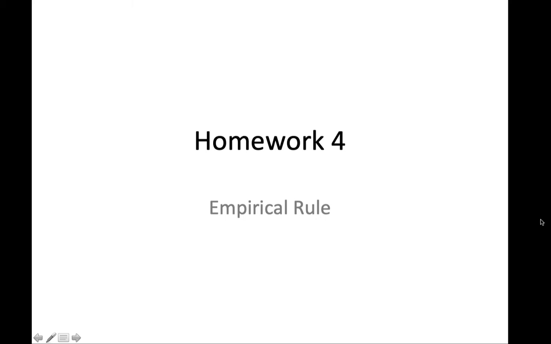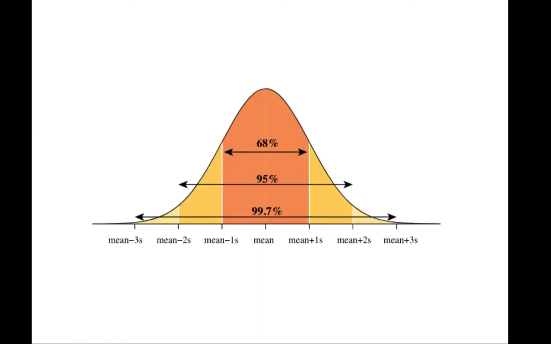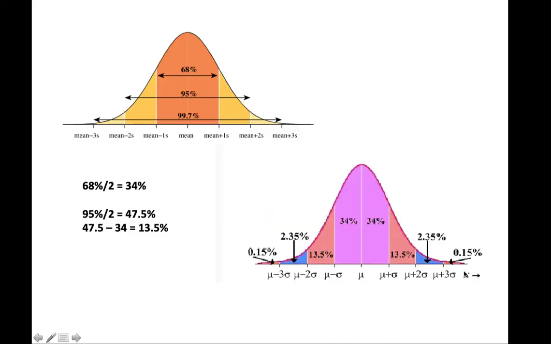This video is about the empirical rule. The empirical rule is very important for understanding what it means to be normally distributed. In addition to being symmetrical and bell-shaped, a normal distribution requires that 68% of the population be within one standard deviation of the mean, that 95% be within two standard deviations of the mean, and that 99.7% be within three standard deviations of the mean.